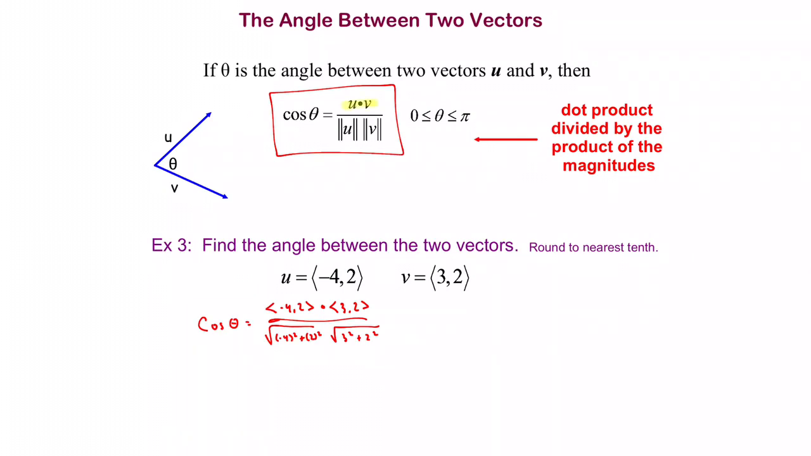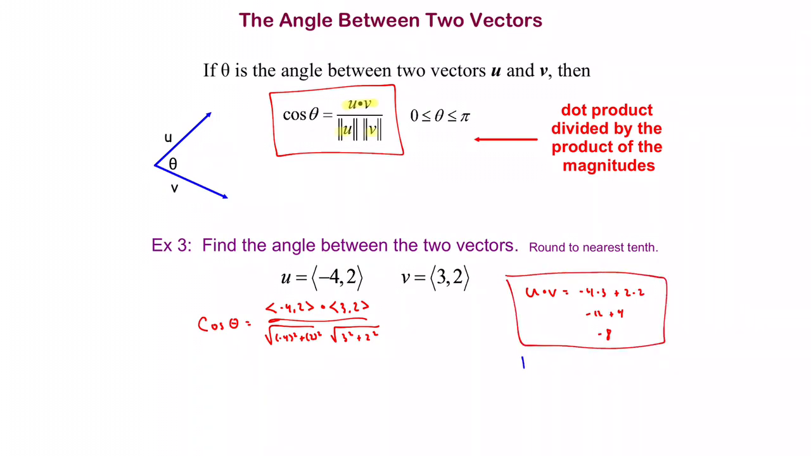So you can find the dot product, you can find the magnitude of u and the magnitude of v, and then plug those in and see what we have. So I'm going to do that off to the side. I think it might be a little bit easier. So the dot product of u and v would be equal to negative 4 times 3 plus 2 times 2. So that's negative 12 plus 4, which would be negative 8. So the dot product is equal to negative 8. So that's the first thing.